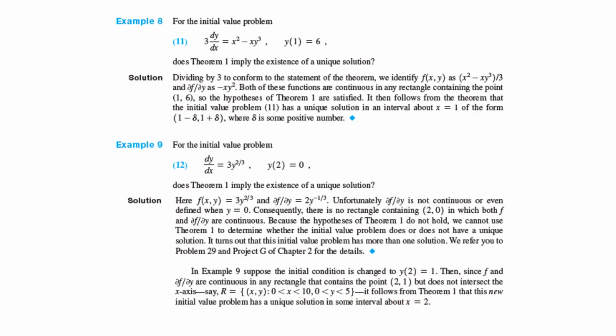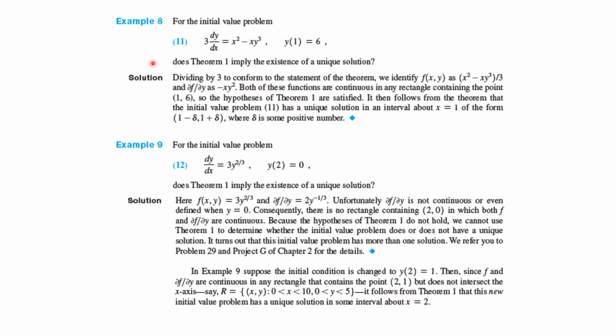But before we get to talking about the proof, let's just take a couple of examples of applying Picard's theorem, and I will expect you to know how to apply Picard's theorem. So let's consider, shown by equation 11, 3 dy/dx is equal to x squared minus xy cubed, and y of 1 equals 6. So does theorem 1 imply the existence of a unique solution?